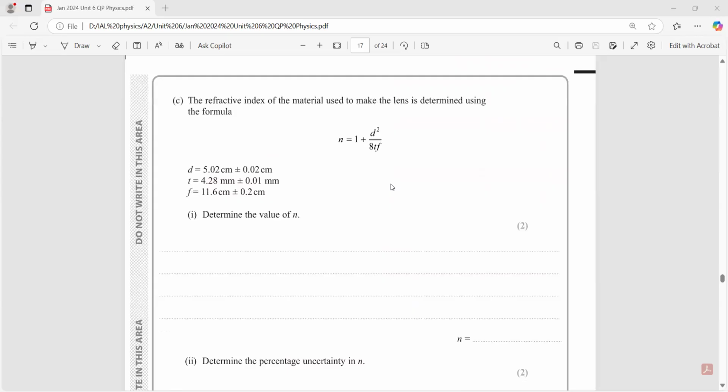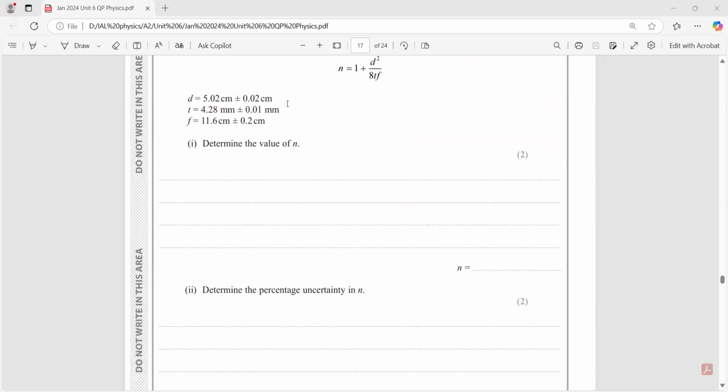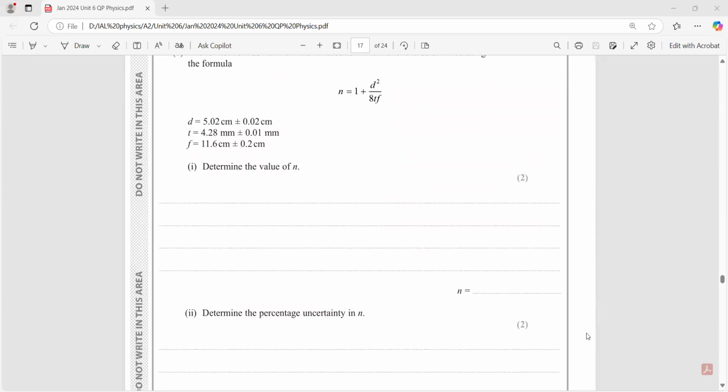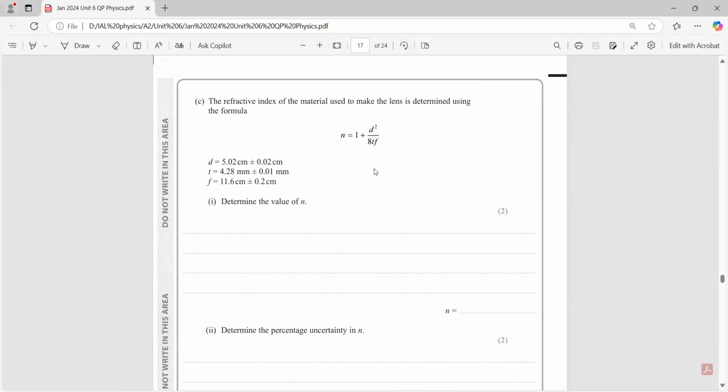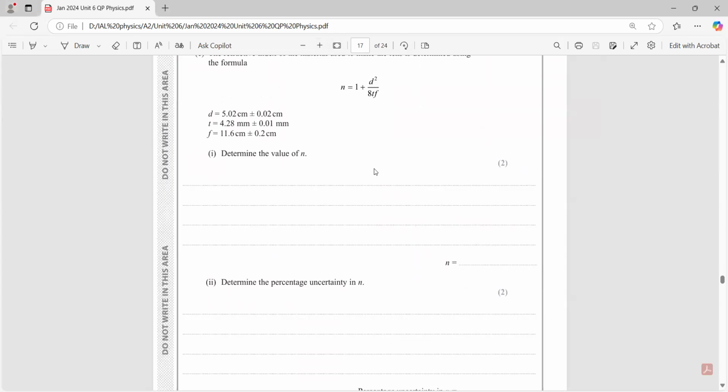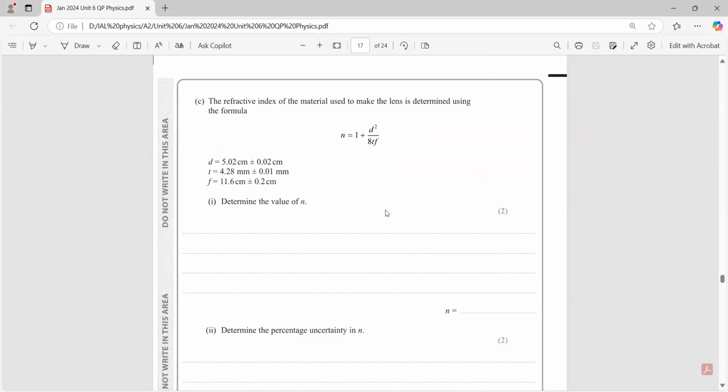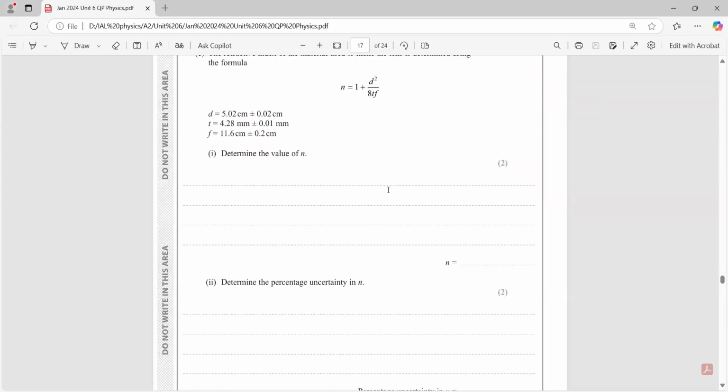Determine a value of n. And then the percentage, what is the value of n? You just have to substitute the values: D is there, T is there, F is there. The next is the percentage uncertainty in n. Now, how to work out the percentage uncertainty in n? The expression for n is given.